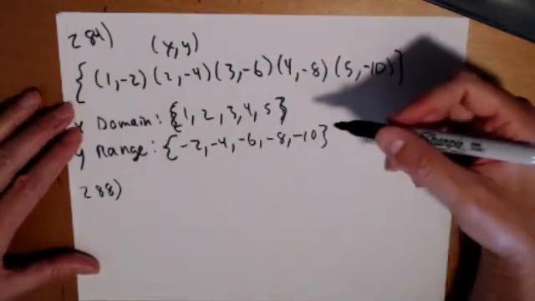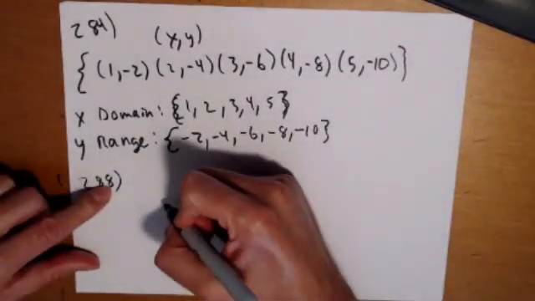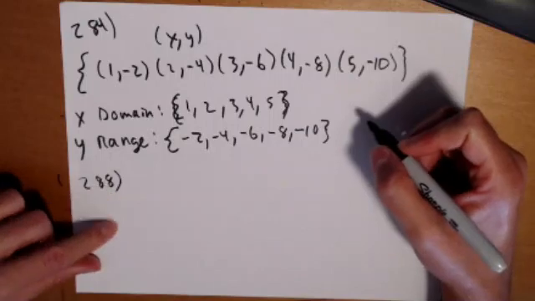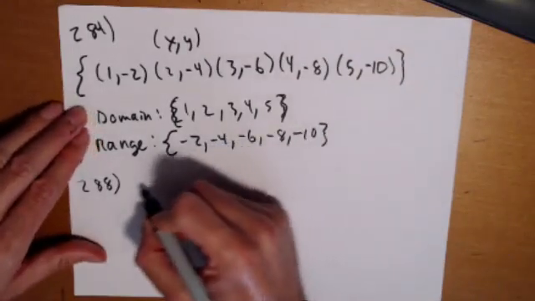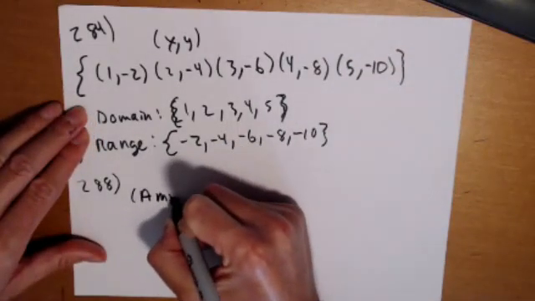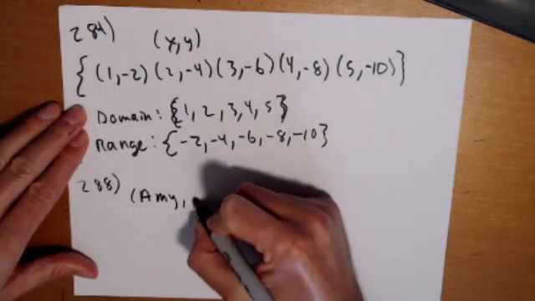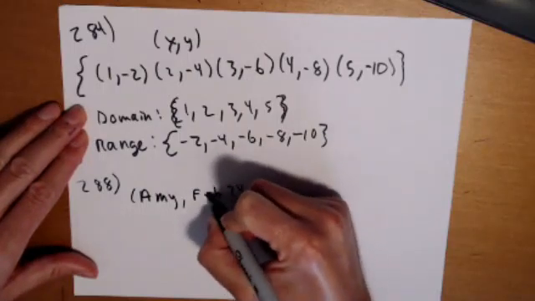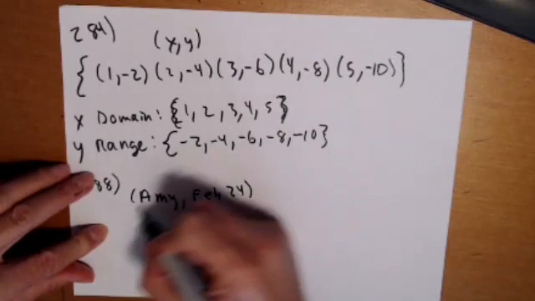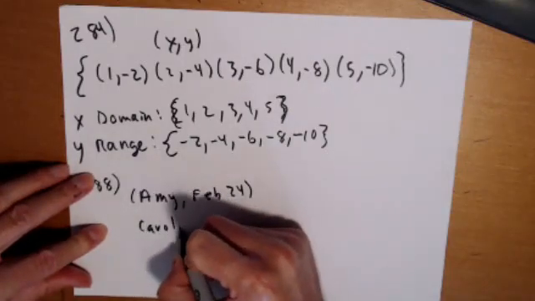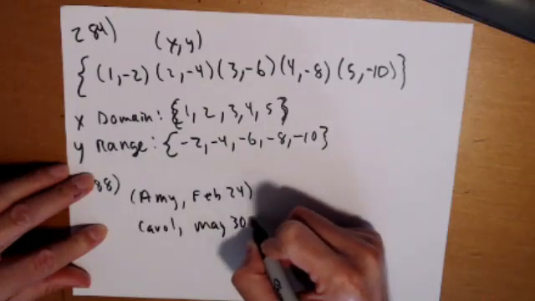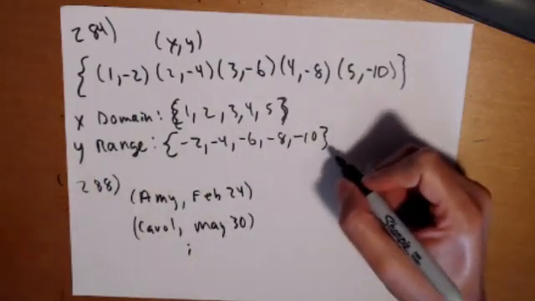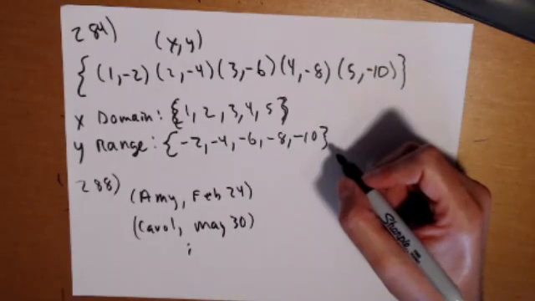So the domain is just all the names. Amy, Carol, Devin, Harrison, Jackson. That's all the domain. Did they ask for that? List the ordered pairs. Okay, I'll start. So Amy, comma, February 24th is her birthday. Next person, Carol, and her birthday is May 30th. I mean, just follow the arrows. What do they want? List the ordered pairs.